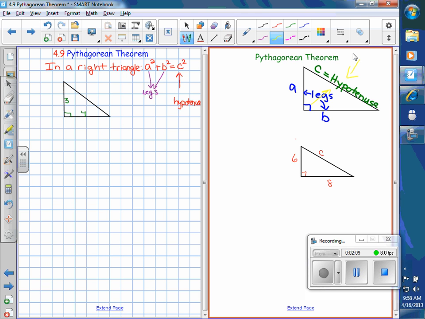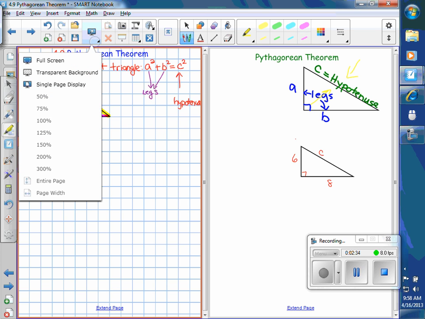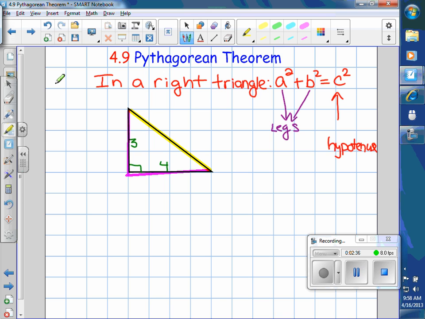So it's important that you identify the hypotenuse versus the legs. The legs make the right angle. The hypotenuse is opposite. So in this picture right here, the legs are the two sides that form the right angle. Does that make sense? And this is the hypotenuse here. We okay with that?